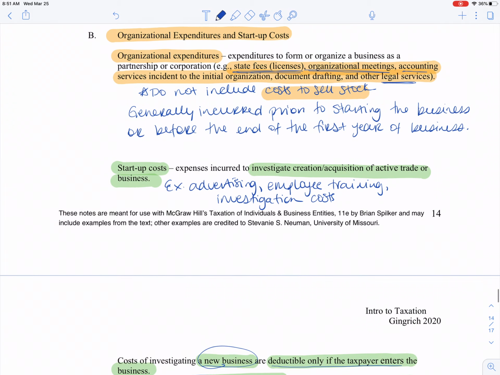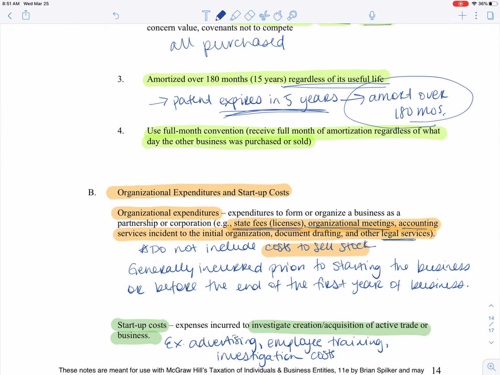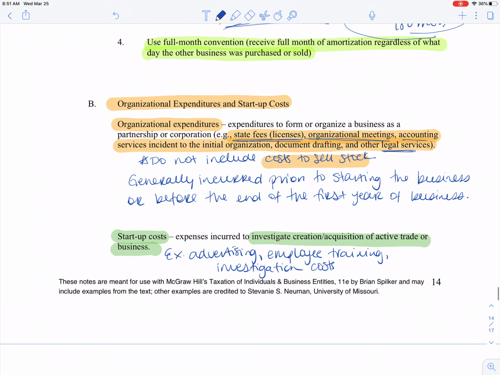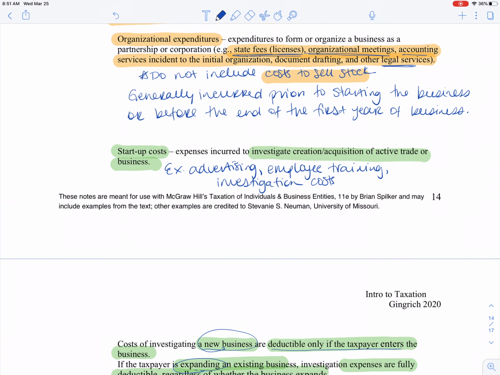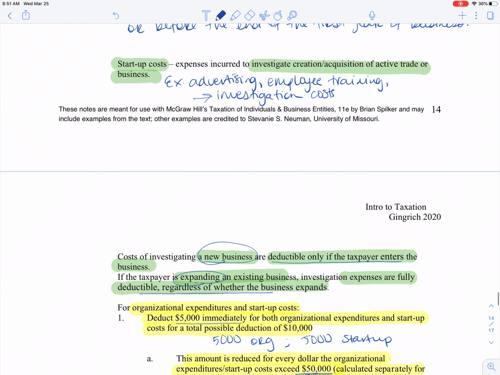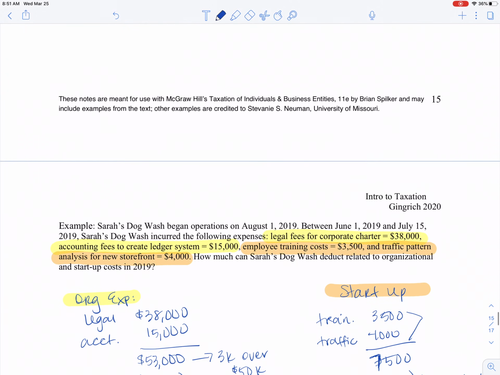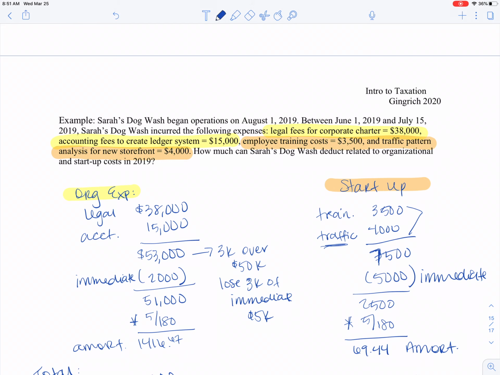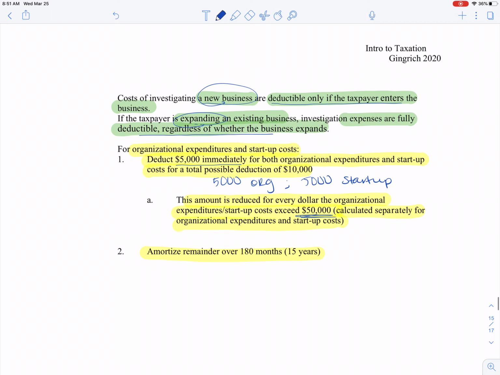Remember, my organizational expenditures are things like accounting, licenses, legal, things like that. My startup costs are more the employee training, the investigation costs, so that traffic pattern analysis that we saw a minute ago, that was considered a startup cost. And the rules say that we can deduct $5,000 immediately each for organizational and startup costs for a total possible deduction of $10,000. But the amount that you get to deduct immediately is reduced dollar for dollar when your expenditures exceed $50,000. We look at organizational and startup separately.